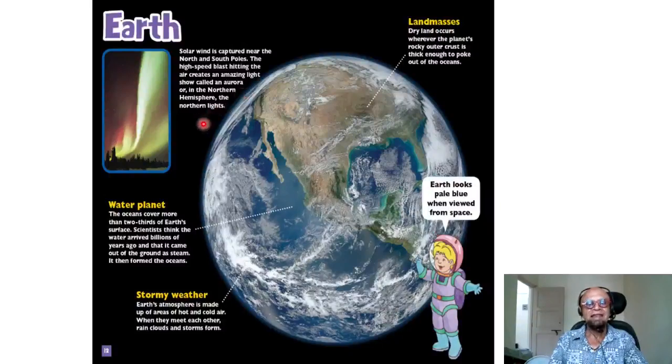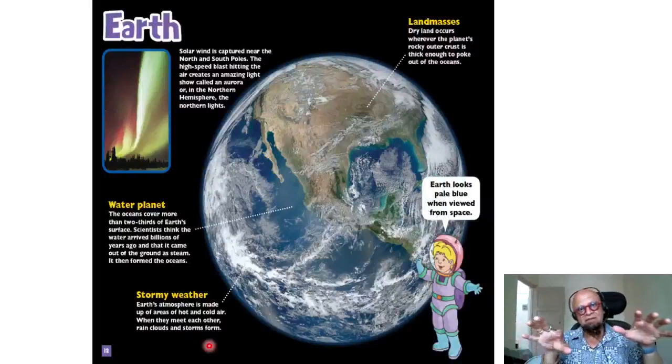the northern lights. Okay, you get stormy weather, which we'll talk more about later. Well, Earth's atmosphere is made up of areas of hot and cold air. We talked about low latitudes being warmer than high latitudes, right? So cold air is heavier, it wants to move and push up the warm air, so you can imagine all kinds of movements. When they meet each other, rain clouds and storms form. We'll see a little bit more later. Basically, if warm air and cold air meet, then cold air, which is heavier, tries to stay near the surface and pushes up the warm air.